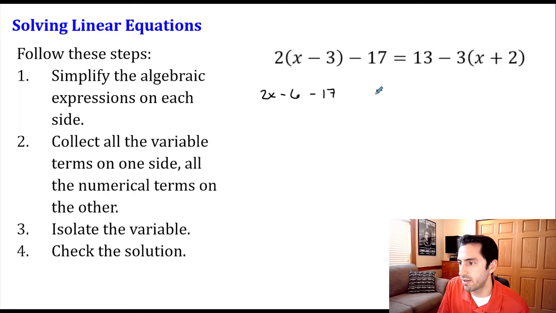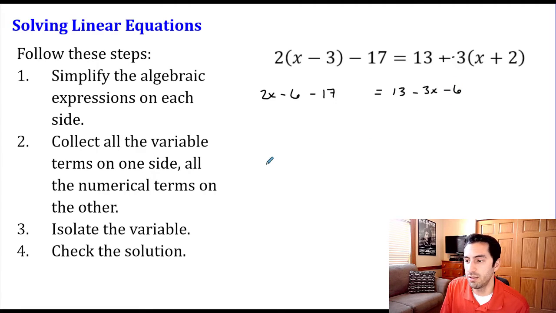On the other side of the equal sign, this 13 will stay as is. And then I'm going to distribute a negative 3. I'm going to think about this like it's plus a minus 3, and I'm going to connect that negative with the 3. So I distribute the negative to both parts. So negative 3 times x is negative 3x. And then negative 3 times 2, we get negative 6.